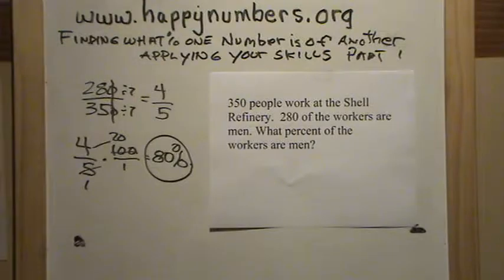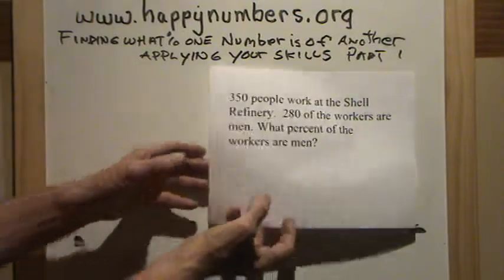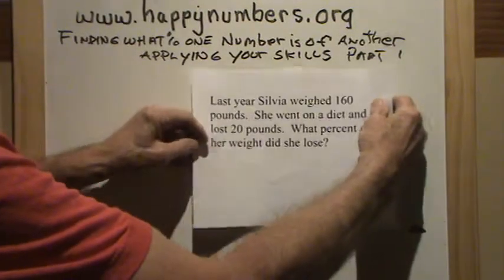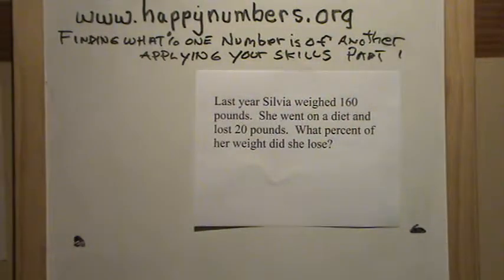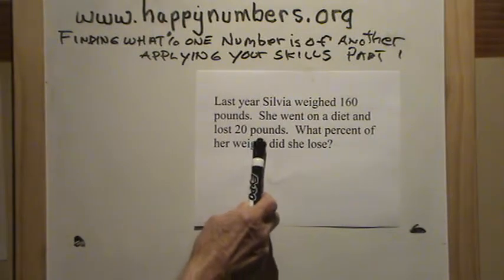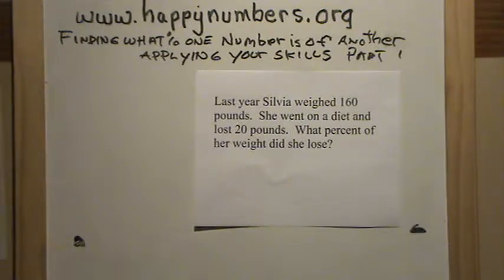Okay, well now I'm going to put one up and let you work it. Put the DVD on pause. We'll read it together. Then put the DVD on pause, and then you work it and turn it back on again. All right. So this says, last year, Sylvia weighed 160 pounds. She went on a diet and lost 20 pounds. What percent of her weight did she lose? All right, we'll put your video or DVD on pause, work the problem, and turn it back on again.